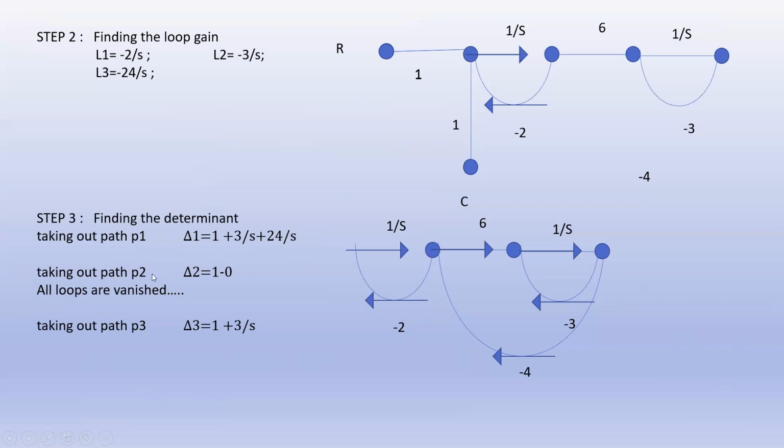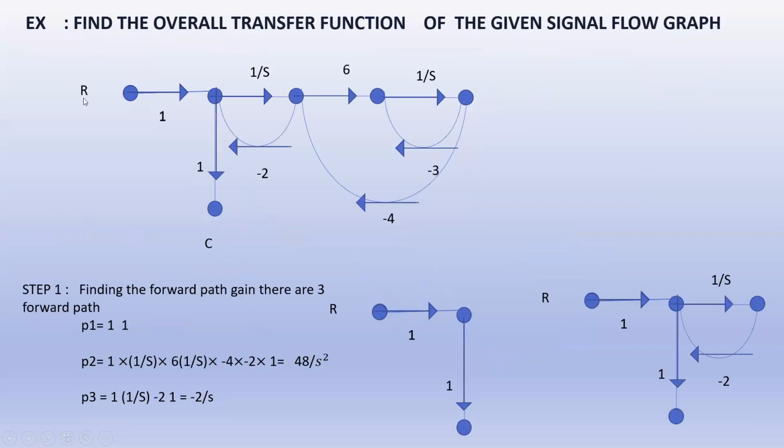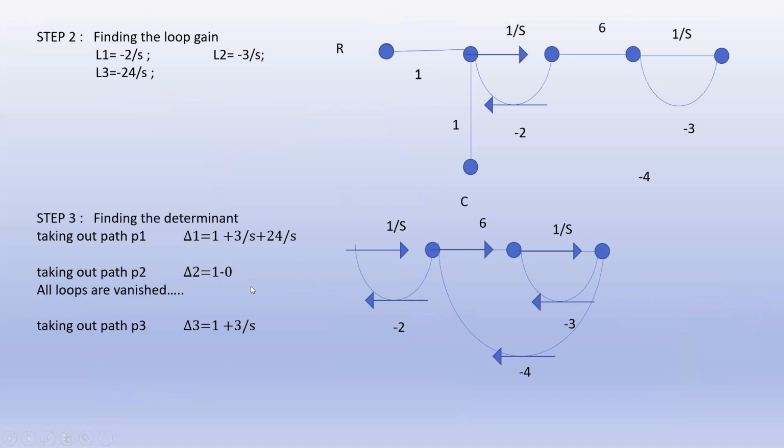If we isolate this path p2, what is this path p2? This path p2 is the entire path which goes all the way up to this node. So this is the path 2 which we have calculated. If we remove this path, we have no nodes left, all the signal flow would vanish and there won't be any loops. So if all loops have vanished, for this forward path P2, the isolated determinant would be 1.